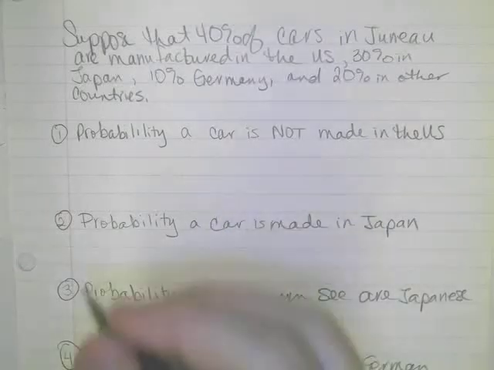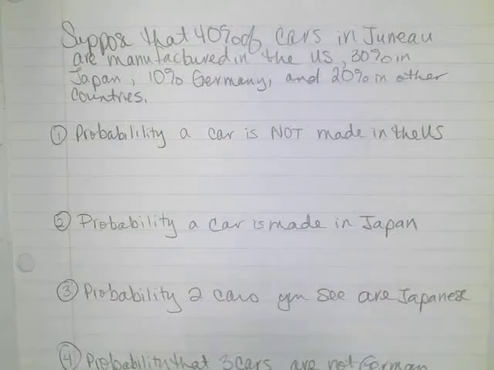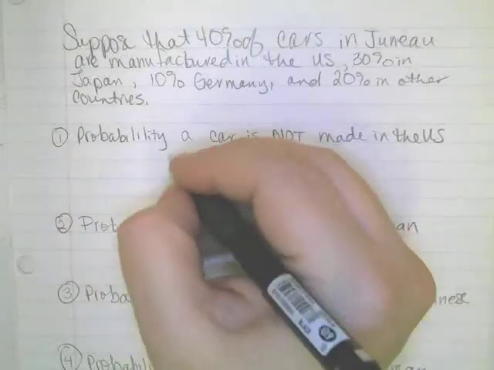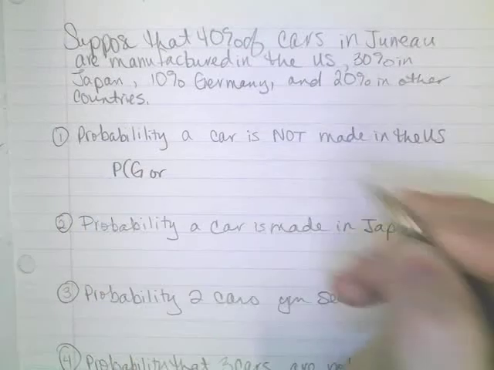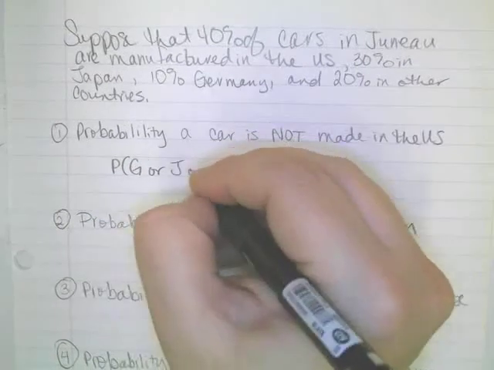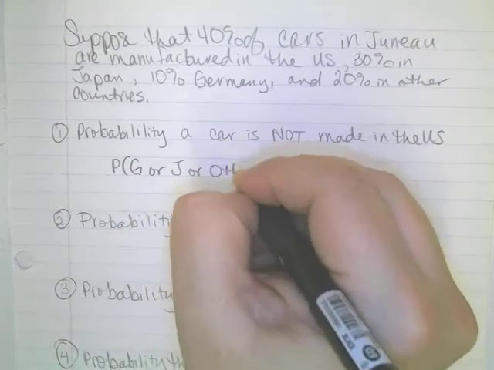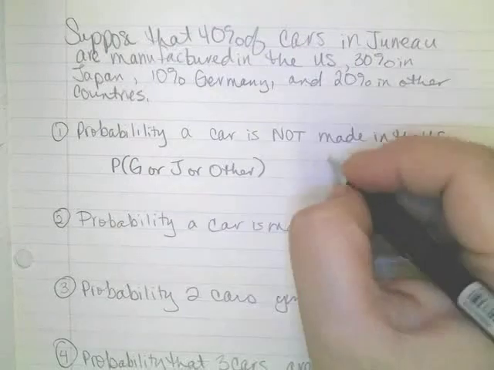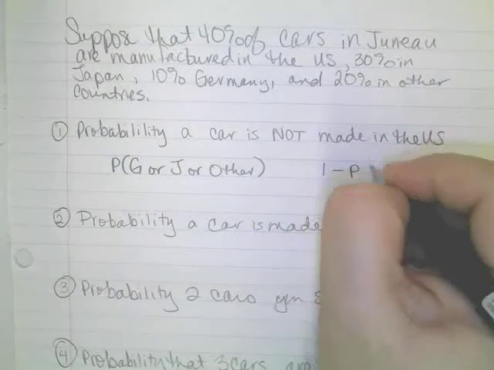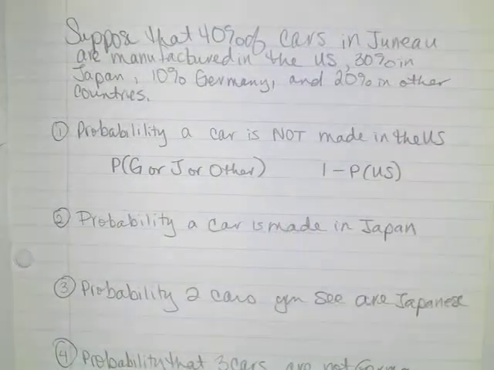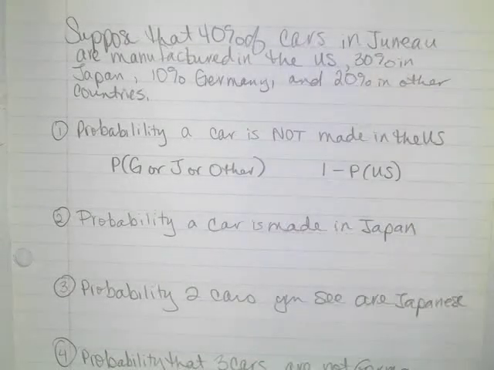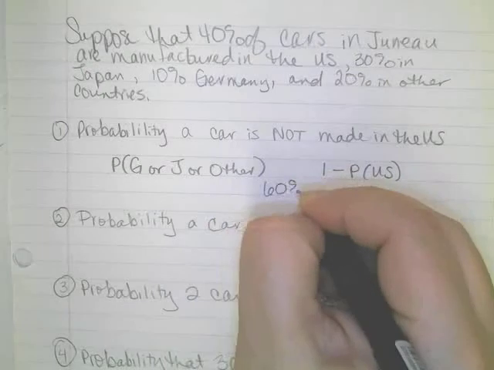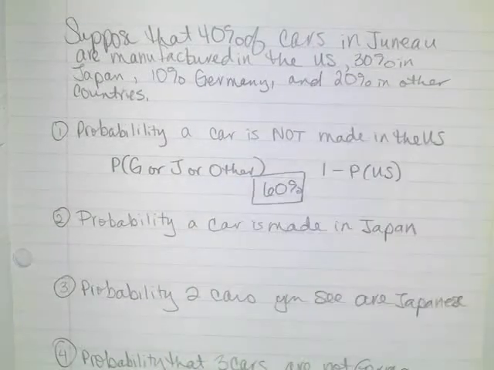So there's a couple ways you could do this. Pretty much I don't want any car in the U.S., so I could do the probability of German or Japan or other. Or I could do 1 minus the probability of U.S. because it's not what I want. I'm looking for the complement. And so both of these, if 40% of cars are made in the U.S., 60% are not. And that's just a basic probability problem. We're going to get into the ones that are harder.